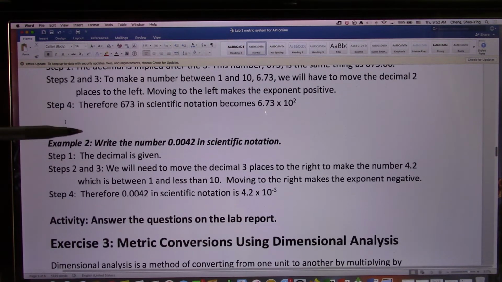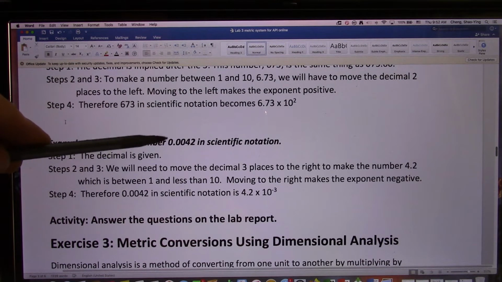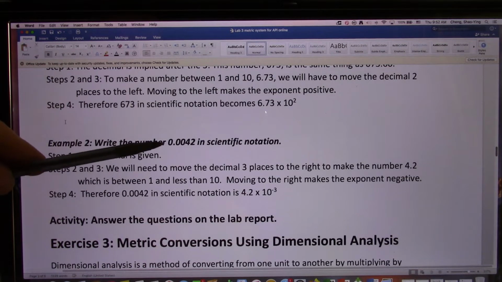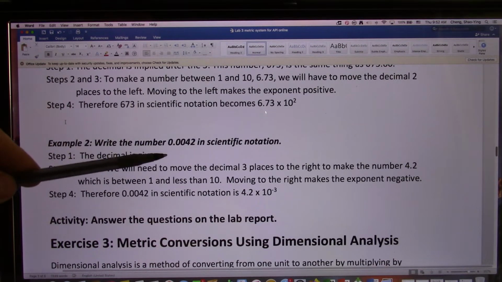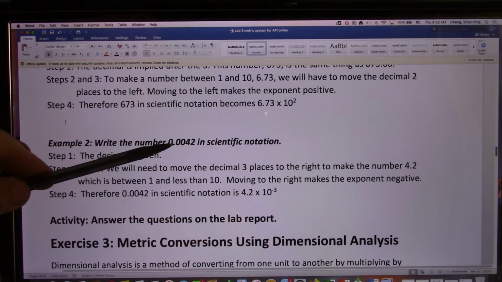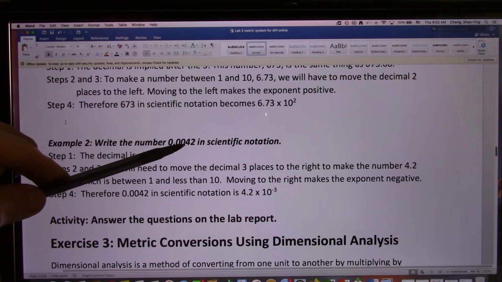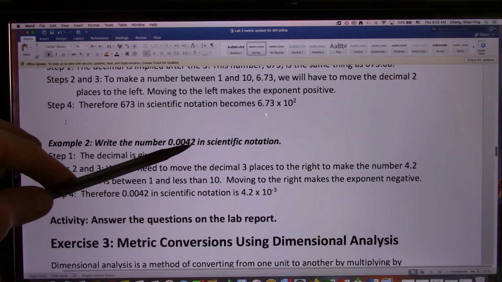And what if the number is smaller? 0.0042. So we still start from the decimal point. That's the way I do it. Start from the decimal point. This is here. Now we walk to the right. So every time you take one step, minus 1. One more step, minus 2. So we're not done here, right? Because if we stop here, it's 0.42. Is the number need to be bigger than 1, right? So take one more step.